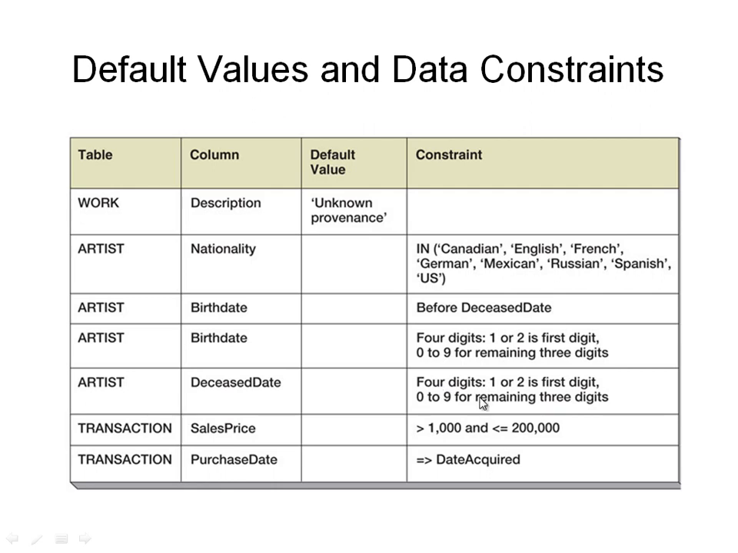For the deceased date also we have 4 digits. 1 or 2 is the first digit, and 0 to 9 for the remaining 3 digits. For the sales price, we have it between only 1,000 and 200,000, so we have a limitation for that one. For the purchase date, it should be equal to or greater than the date acquired.